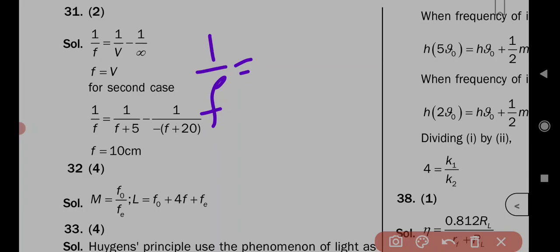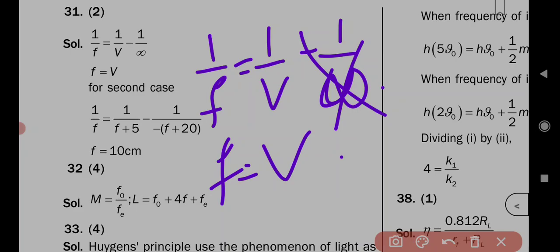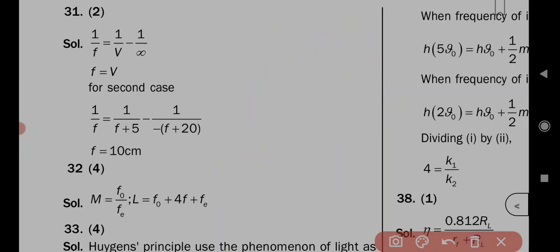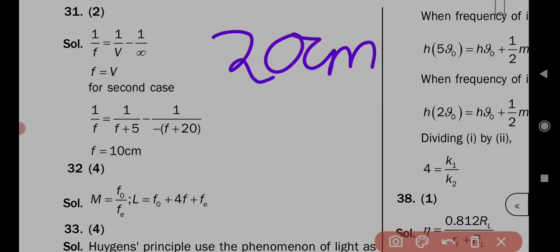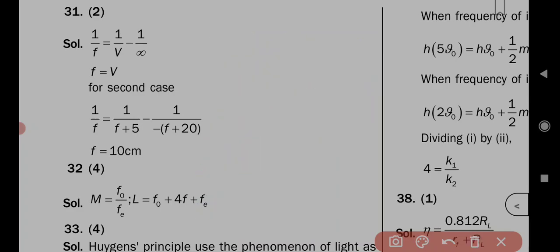See, first the image is formed for the object at infinity. 1 by f is 1 by v minus 1 by u. This is the lens formula. u is infinity, so leave it. f is equal to v. Agreed, isn't it? For the second case, what did they say? It said 20 centimeter. If you miss this, you cannot do this question. 20 centimeter from f. So 1 by f is 1 by v.